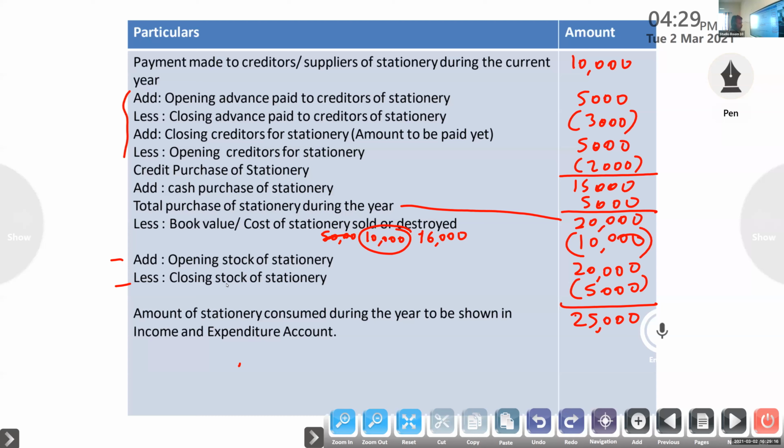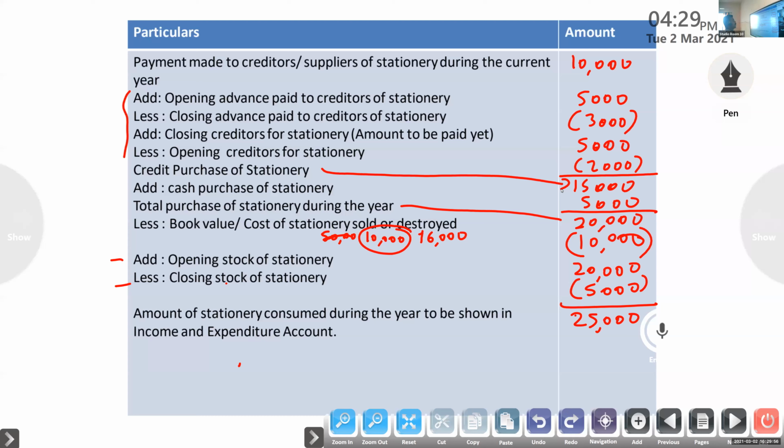This format shows how to calculate stationery consumed. Amount paid to creditors, with that opening advance paid to creditor you have to add, less closing advance paid to creditor. Then add closing creditors for stationery, less opening creditors for stationery. Then you will get credit purchase of stationery. With that you have to add cash purchase. Then you will get total purchase of stationery during the year.